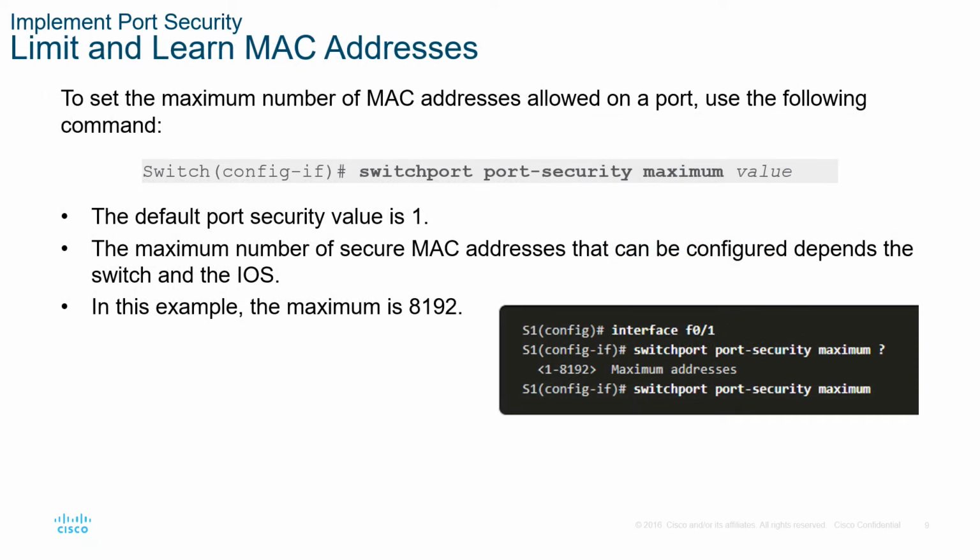To set the maximum number of MAC addresses that can be connected to a specific port, we use this command, switchport port-security maximum, and then the number of MAC addresses that can be connected. The default value is 1. So let's say if you want to have only two MAC addresses that can connect on this port, or are bound to this port, then you set 2. That's how it is.